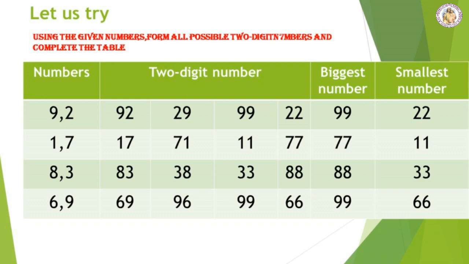The fourth one is 6 and 9. Using the numbers 6 and 9, we can form the two-digit numbers 69, 96, 99 and 66. These are the 4 numbers we will get from these two numbers. Among these, 99 is the biggest number and 66 is the smallest number.